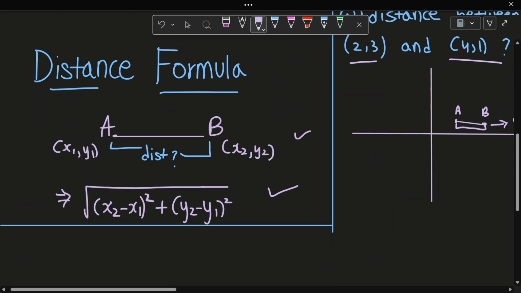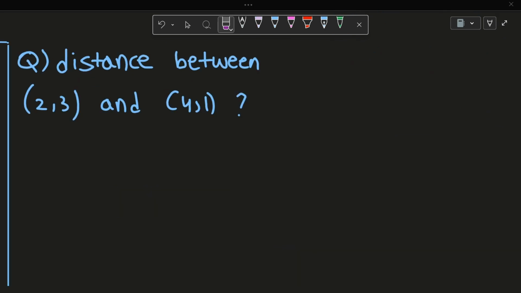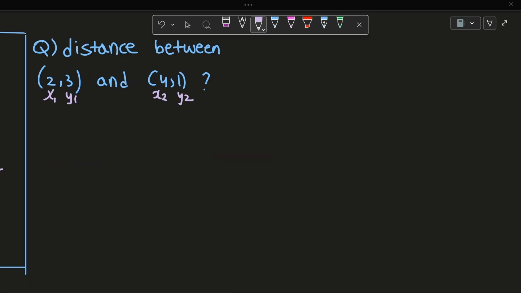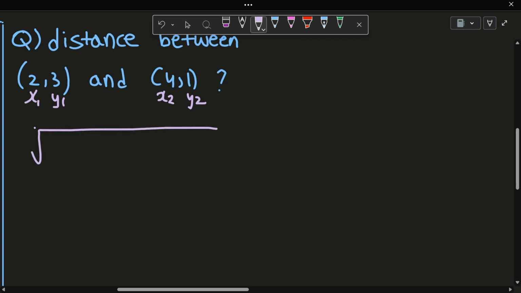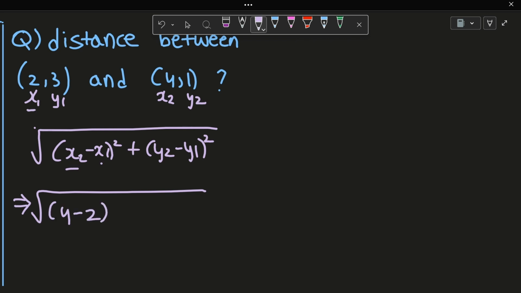I'm going to apply the same formula, right? The same formula we've learned just now, to this question. Let's see how. Firstly, I'm going to identify the x1, y1 and x2, y2 from the given points. And I'm writing the same formula again to make things easier. Now I have all the things that need to be substituted. So I'll substitute. For example, x2 is 4 and x1 is 2. And then we have (1 minus 3) whole square.